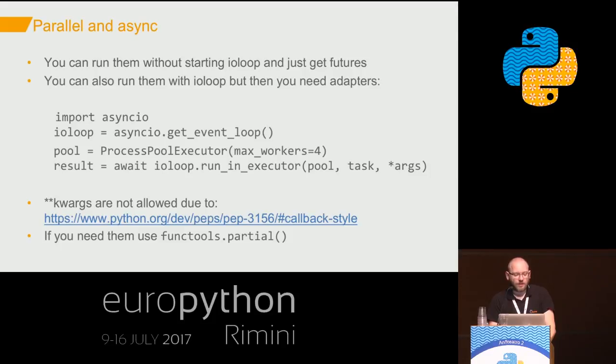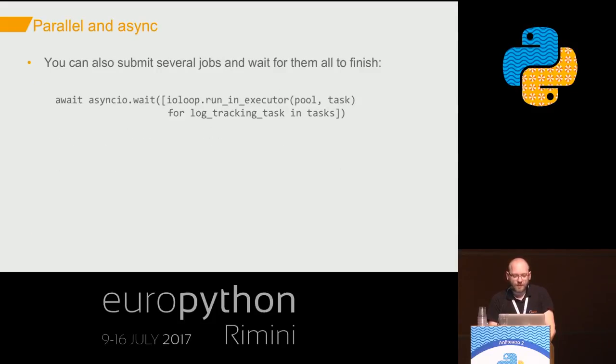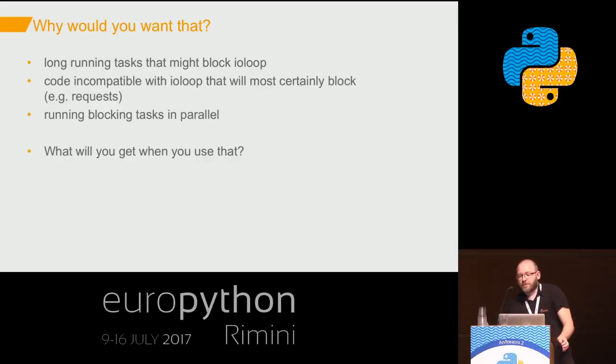If you really need keyword arguments, then use just partial. Also, you can submit several jobs and wait for all of them to finish. So coming to an end, why would you want that? You might want that for long running tasks that might block your IO loop. You might want that if you have some code which is incompatible with your IO loop, and that will most certainly block it, like requests. You cannot use requests with any IO loop that exists for now. And also if you have some running blocking tasks that you want to run in parallel.